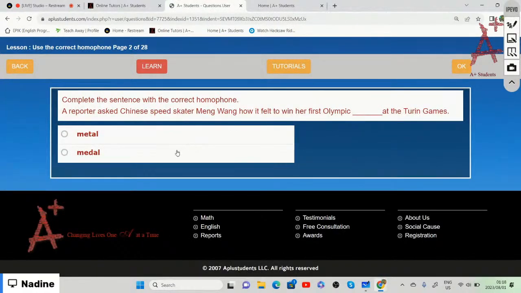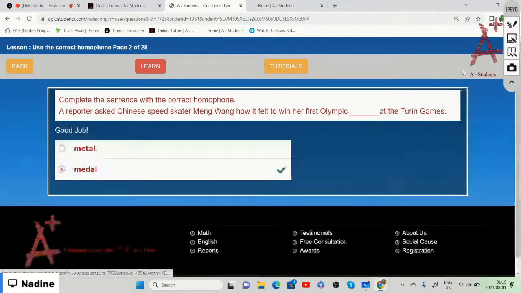A reporter asked Chinese speed skater Meng Wang how it felt to win her first Olympic medal or metal at the Turin Games. So we need to choose one of these words. A reporter asked Chinese speed skater Meng Wang how it felt to win her first medal at the Turin Games, right? So if we choose the correct word, then we will go with medal, right? We'll go with medal because metal is almost like an iron piece. It's a piece of iron or something, right? So we'll go with medal. If you have medal, then well done.